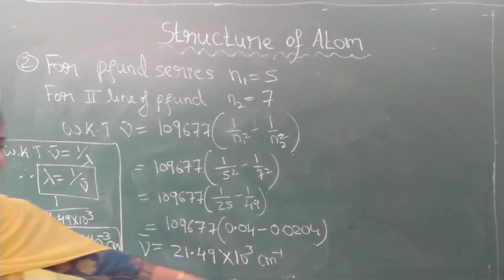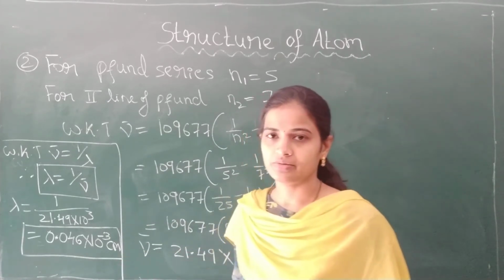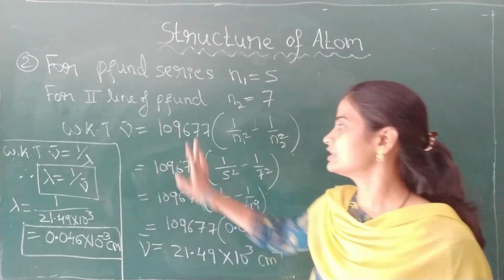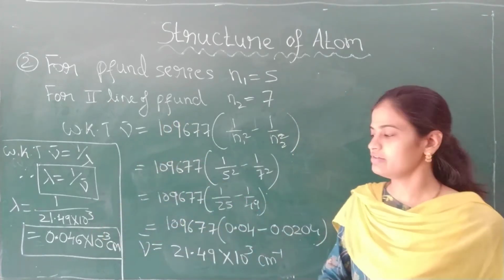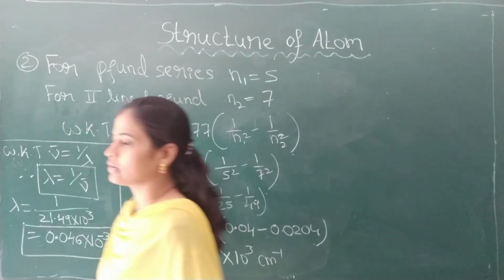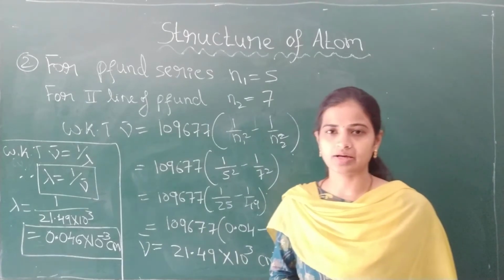Because wave number is in terms of per centimeter, therefore wavelength is in terms of centimeter. Got it? Okay, this is the final answer for this problem. If you have simplified, you can check with your answer. Got it? Okay, such problems you can expect in your annual examination for 3 marks.